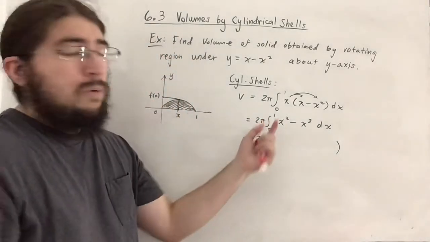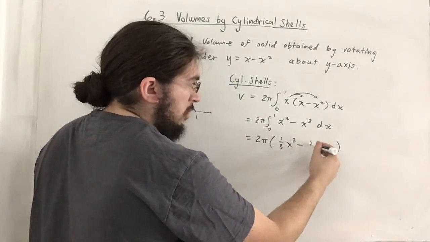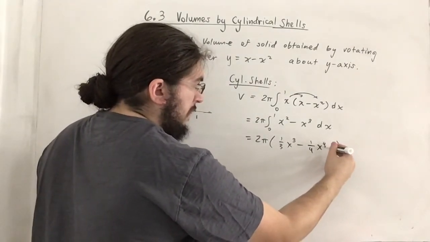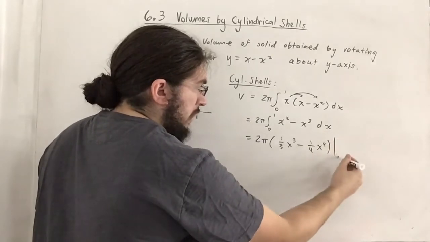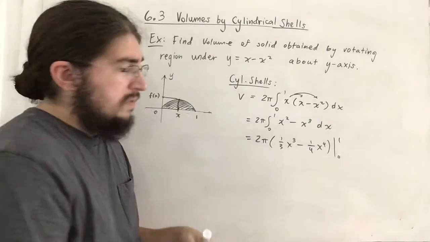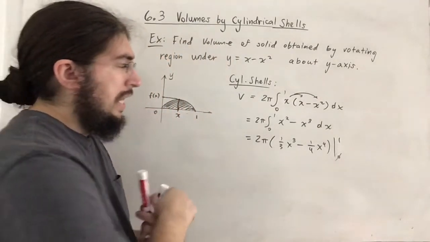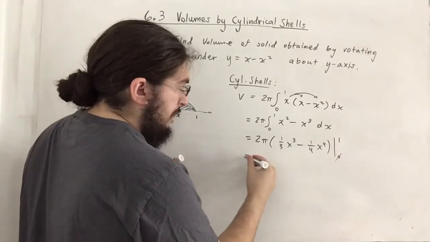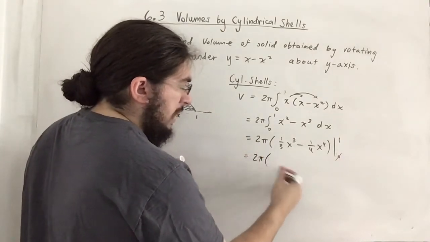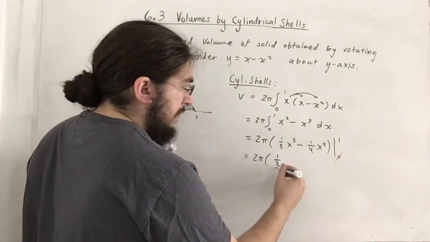But let's see, antiderivative of x squared is 1/3 x cubed. Antiderivative of x cubed is 1/4 x to the 4th. And now we have to evaluate this between 0 and 1. Now luckily for us, when we plug in 0, they're both powers of x, so that's just going to be a big 0. Fantastic. And now when we plug in 1, what we end up getting is 2 pi times, when you plug in 1, you just get the coefficients 1/3 minus 1/4.